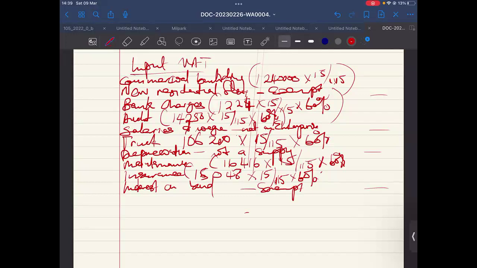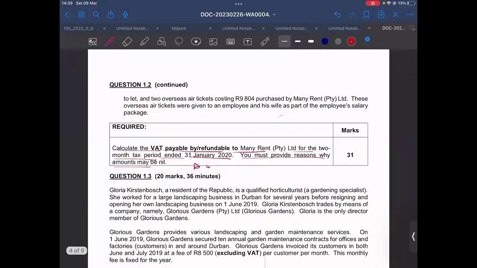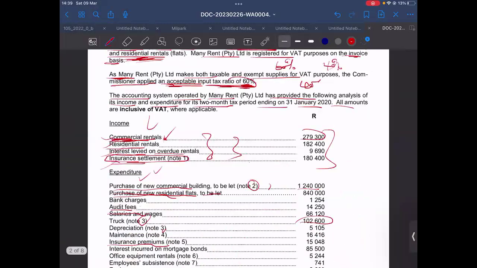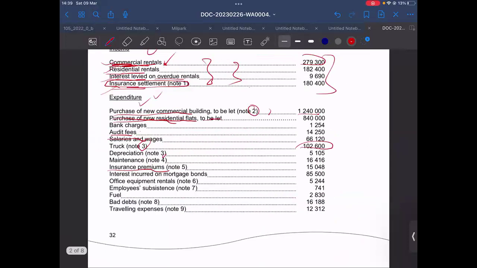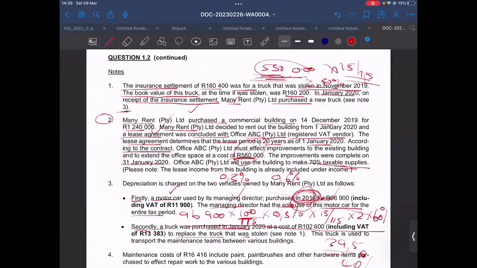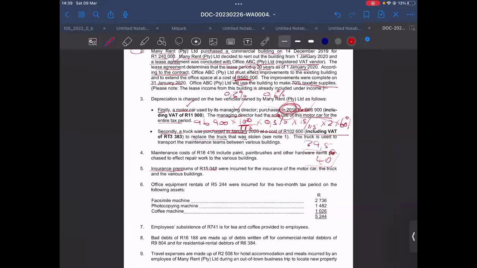Right, what else? Office equipment rentals. They just said office, we apportion it, note number 6. Let's go to note number 6. Office rentals for 5,000 were incurred for the 2-month tax period as follows: fax machine, photocopying, coffee machine. Can someone tell us how are we going to treat this?